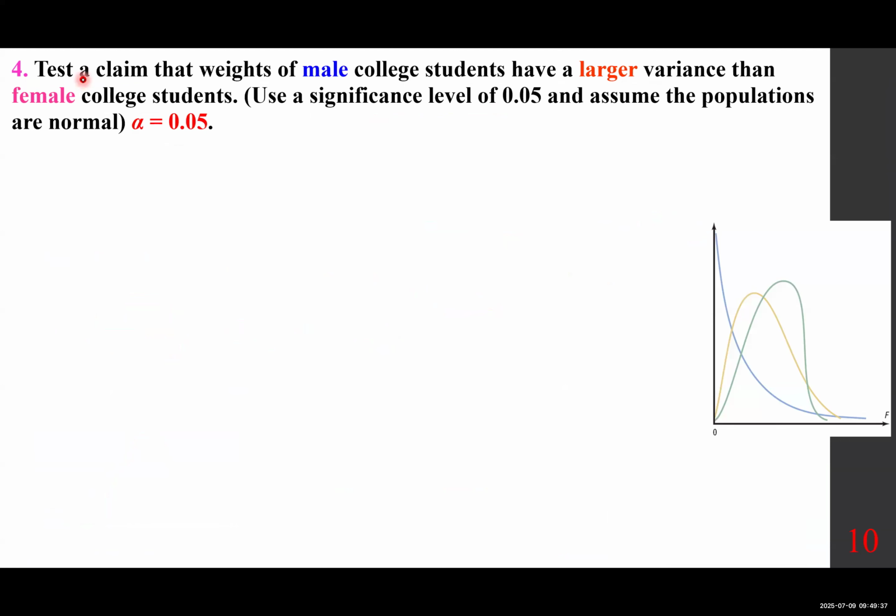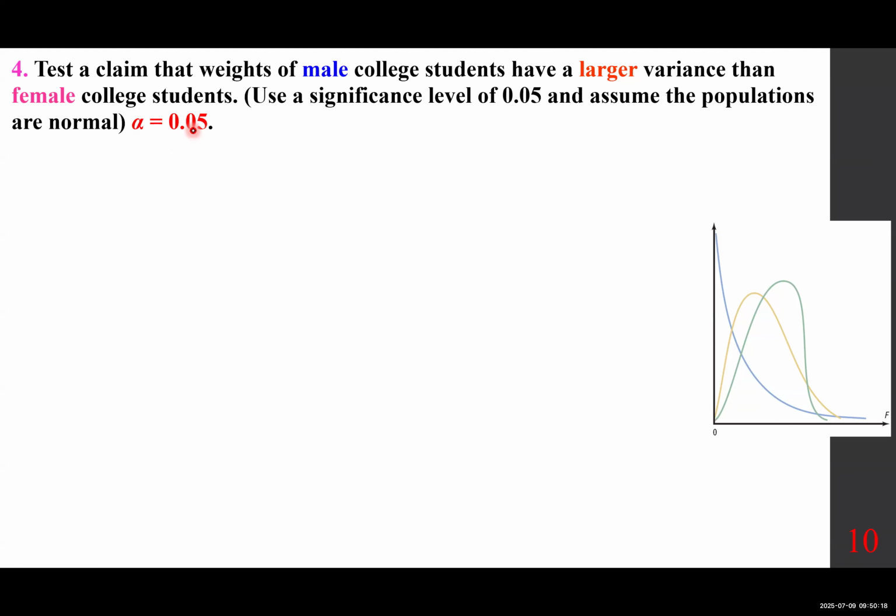Number 4, test a claim that weights of male college students have a larger variance than female college students. Use a significance level of 0.05 and assume the populations are normal. So alpha is 0.05. So what do we use when we want to look at a case like this involving two groups, and we are discussing the variation? That means sigma 1 versus sigma 2, or sigma 1 squared versus sigma 2 squared. Okay, what do?